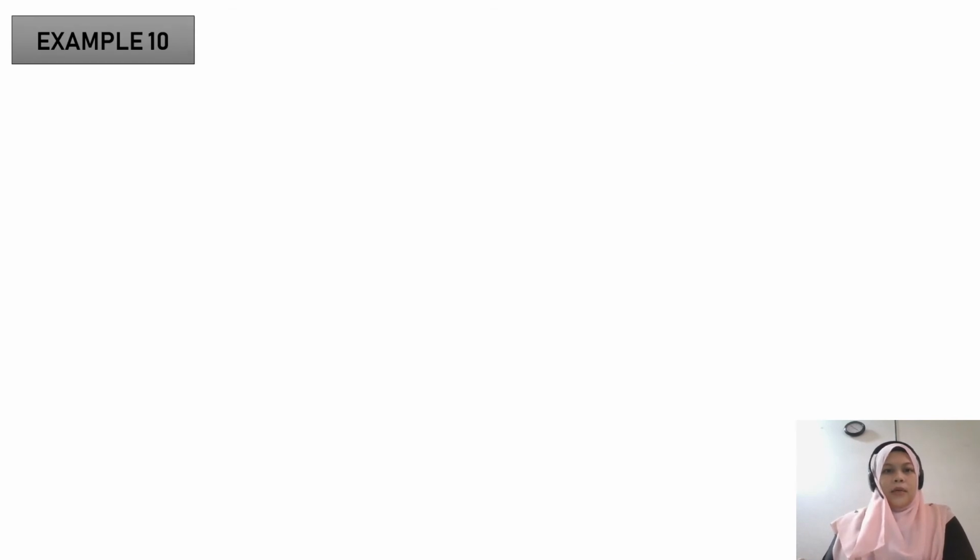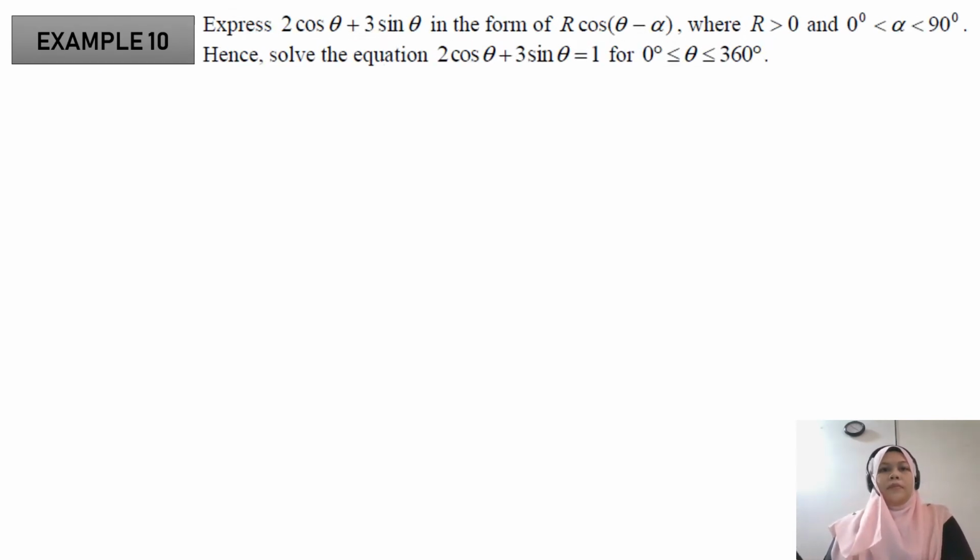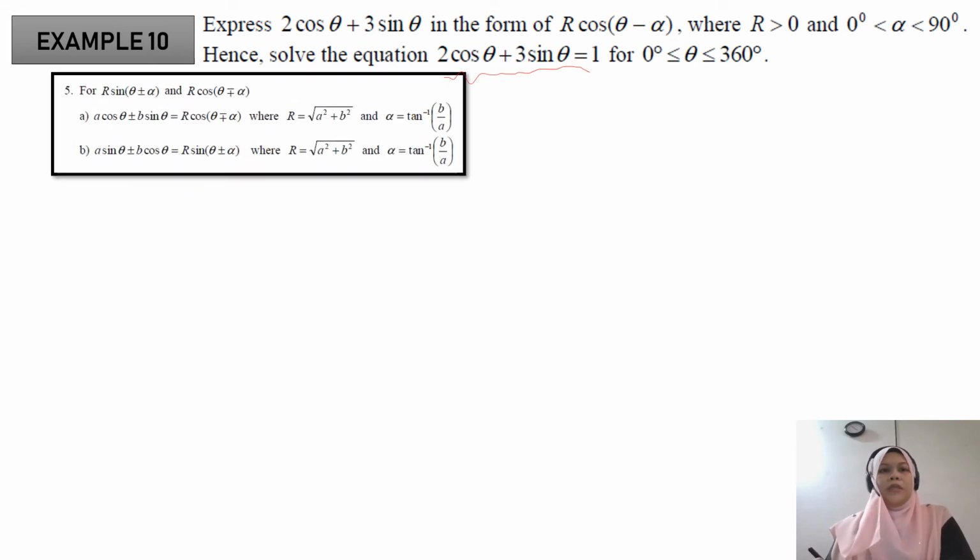Alright, as I said just now, there are two methods of solving an equation that equals a number, like this. It's either using the substitution t that we did in example 9 just now, or we can use this method, which we call r sine or r cos. I just put it here as your reference, but you can find it in the first slide of 7.3 just now.